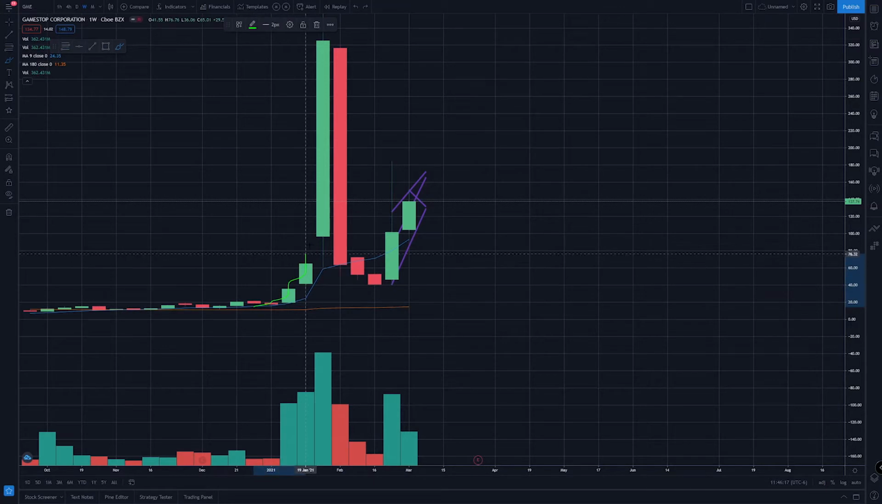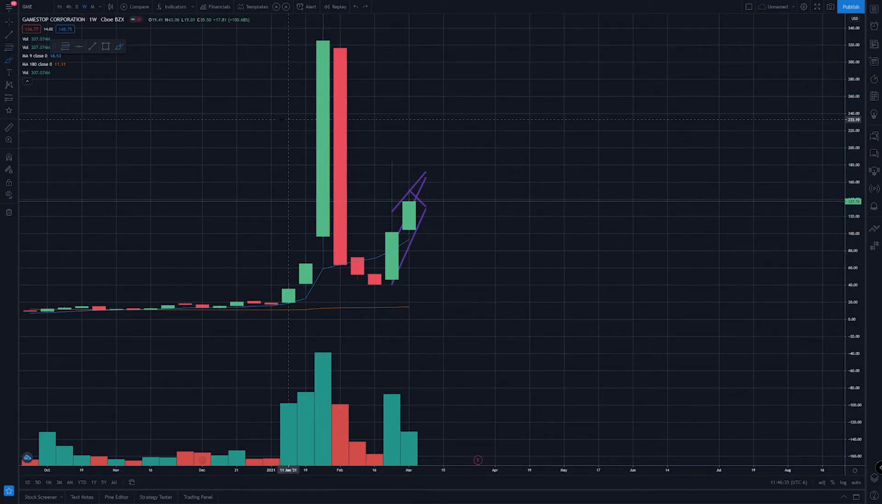We got that huge squeeze up, and then we came down and we broke through this moving average, and we couldn't stay below it. This is what I really like. We popped right back above it. That seems really bullish to me.